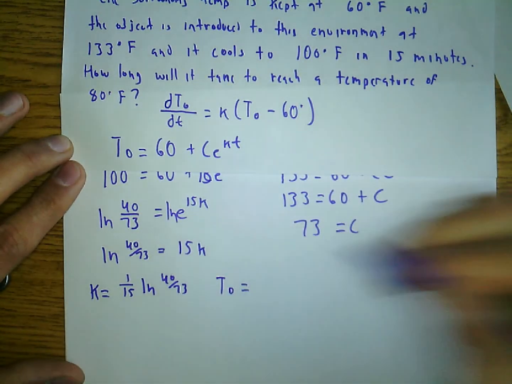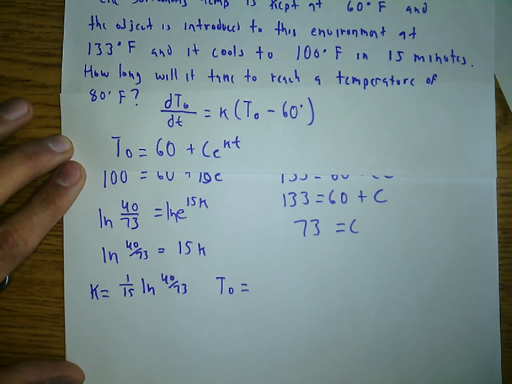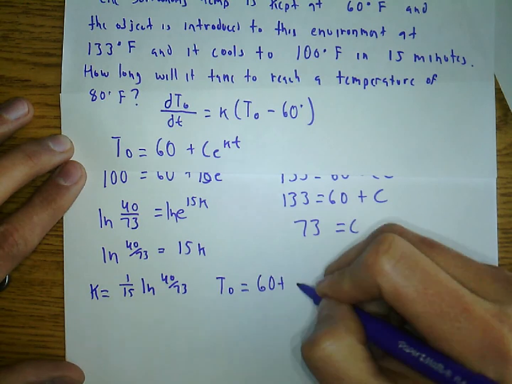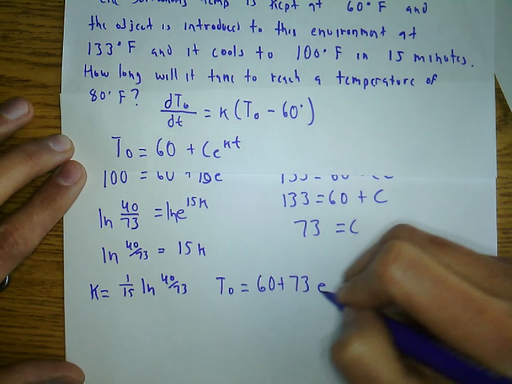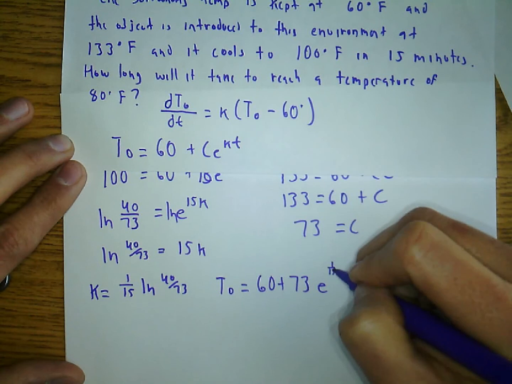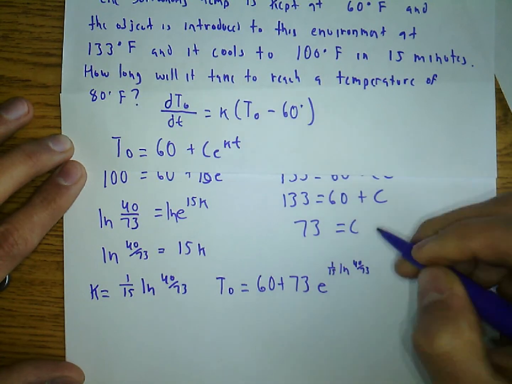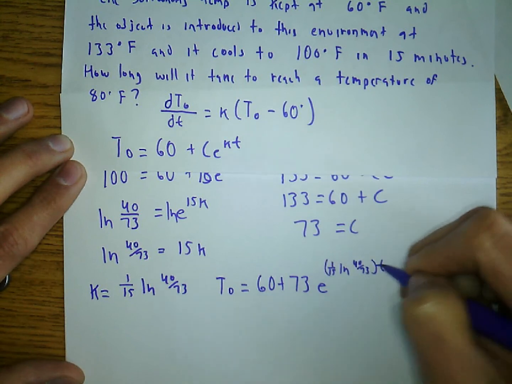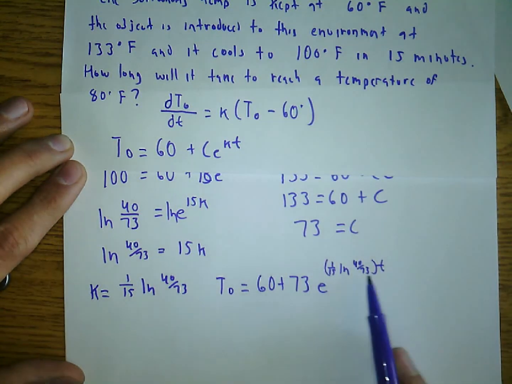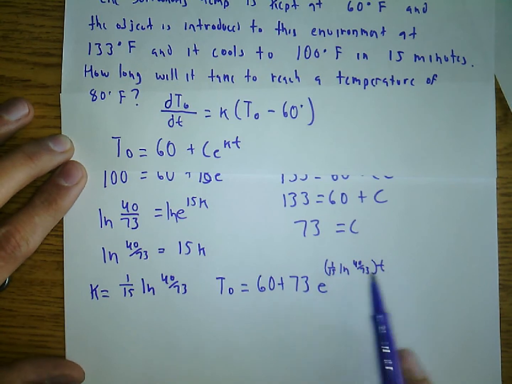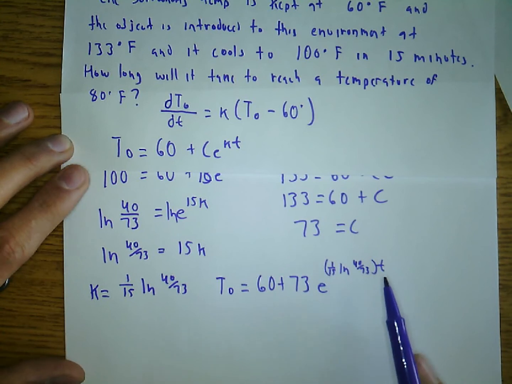Plus 73 e to the whatever we just had, 1/15 natural log of 40 divided by 73 times t. Now, the reason why I didn't use my calculator here is because you don't want to round in the middle of the problem, so you should be perfectly okay with just putting this there. Are we okay with that? If you were in Algebra 2, I would probably let you round, but you guys are in Calculus, I think you guys can keep up with just coming up with that expression, right?